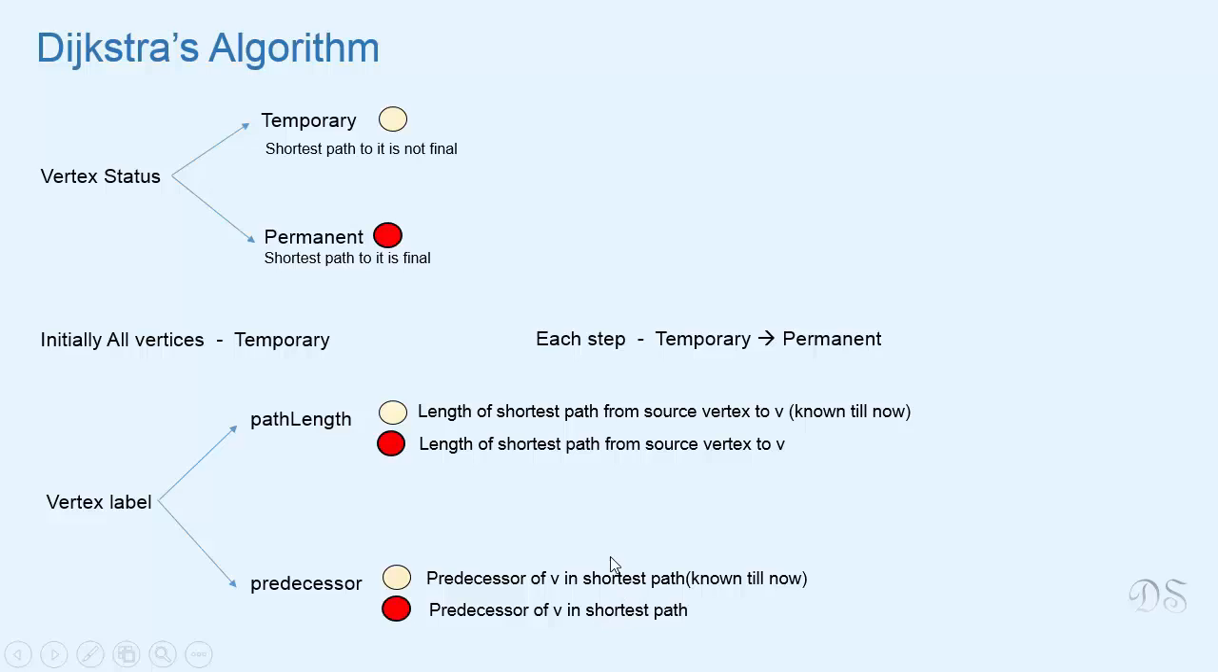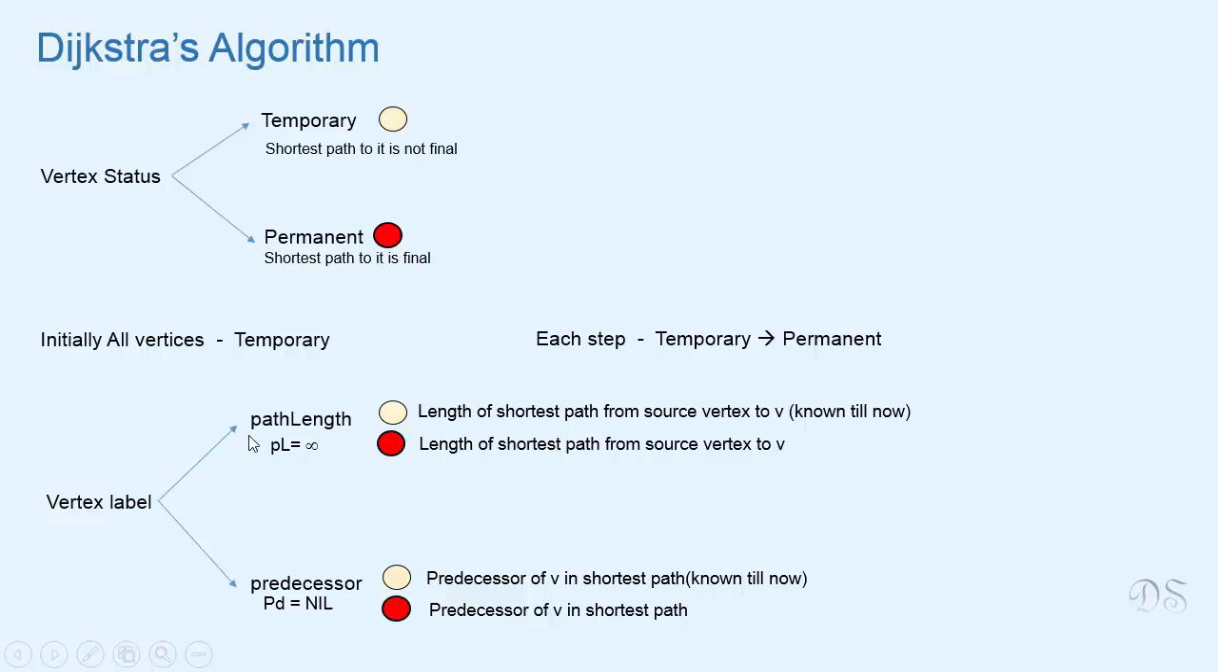Now when the algorithm starts, the path length of all vertices is initialized to infinity, which denotes a very large number. And the predecessor of all vertices is initialized to nil. This nil can be any number that does not denote a vertex. Our vertex numbers start from 0, so we will take this nil to be -1.